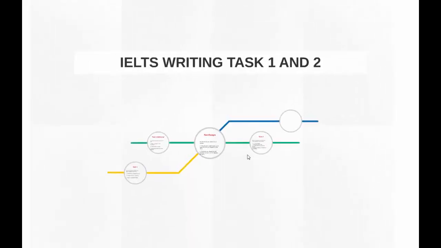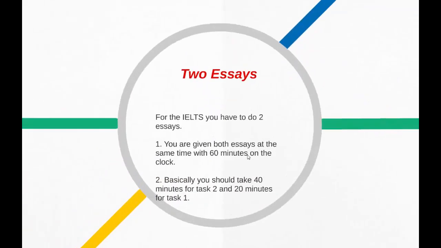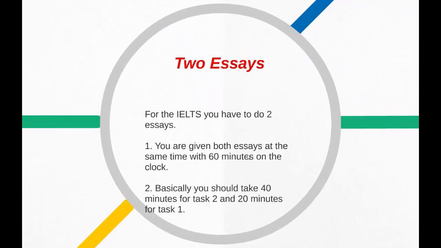Okay, so let's have a look at some of the basic information. All right, you have to do 2 essays. You're given 60 minutes to do both essays. Generally, you should take about 40 minutes for Task 2, 20 minutes for Task 1.